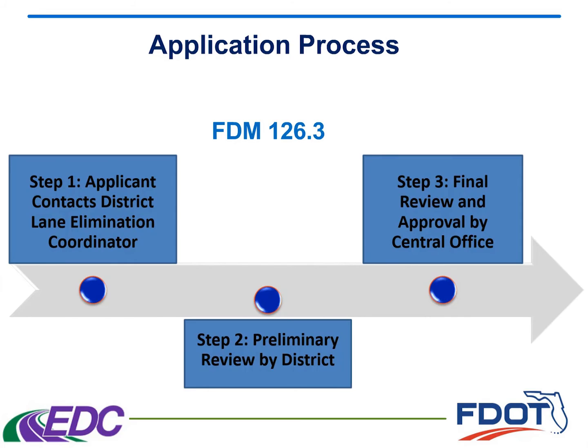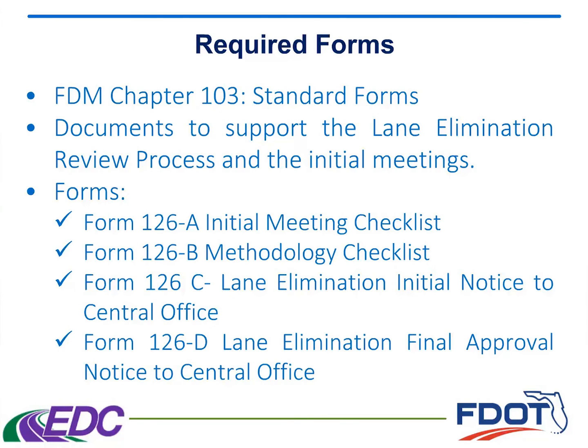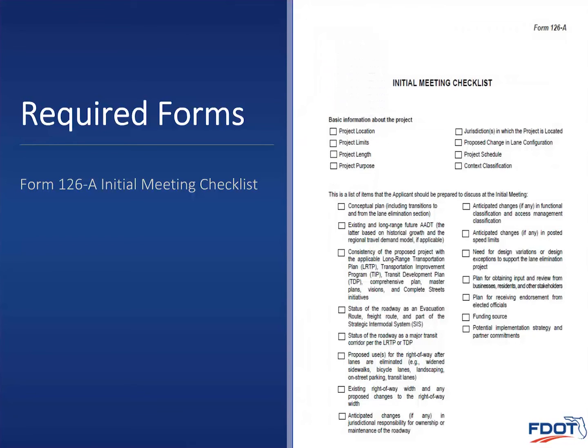Like I mentioned, there are some forms, and these can be found in FDM 103. And I'll show you here the forms. I understand that these can be difficult to read, but the purpose is so that you can get familiar with them. The first form is 126A, which is the initial meeting checklist. This is where the district will let the applicant know what type of methodology and analysis, what type of data and information will be required.